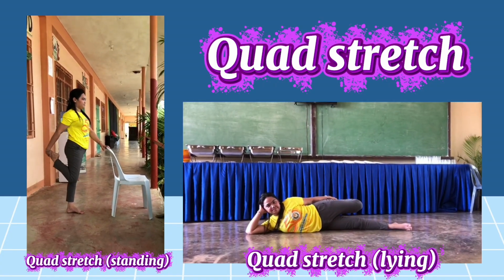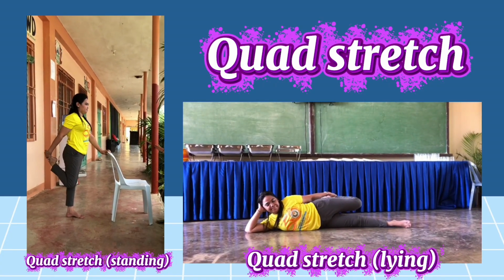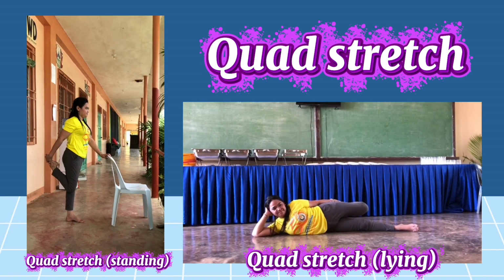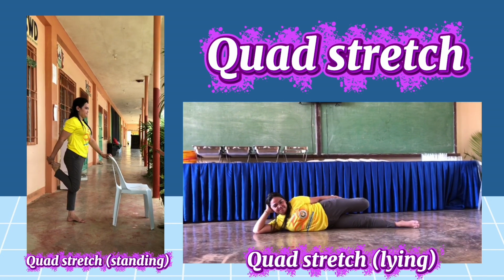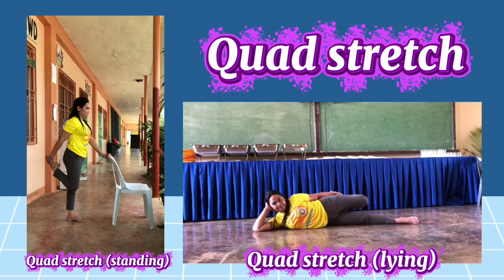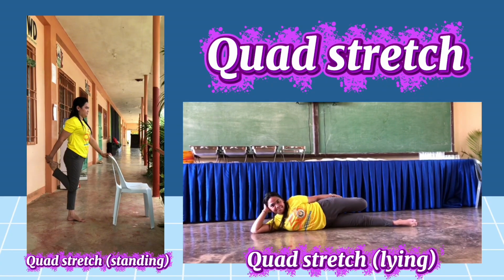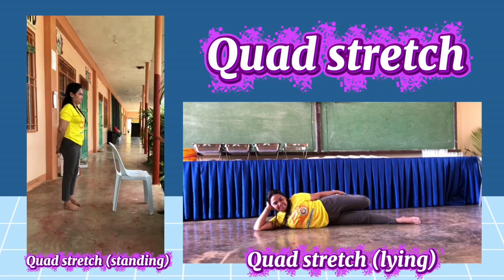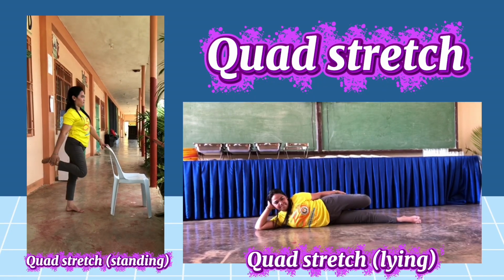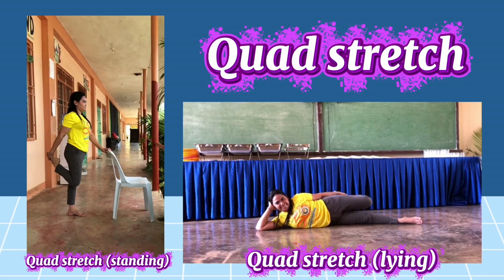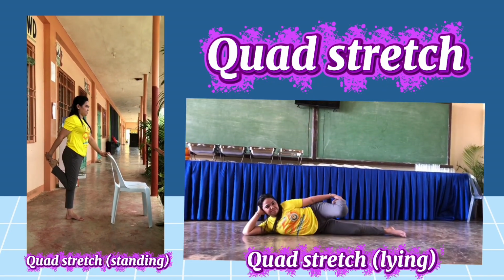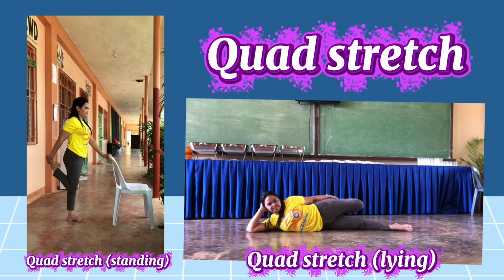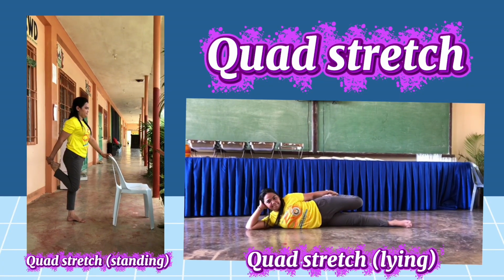Quad stretch lying on side. First, lie on your side with your affected leg on top. You can use your hand or a pillow to support your head. Bend your top leg and reach behind you to grab the front of that foot or ankle with your other hand. Stretch your leg back by pulling your foot toward your buttock.